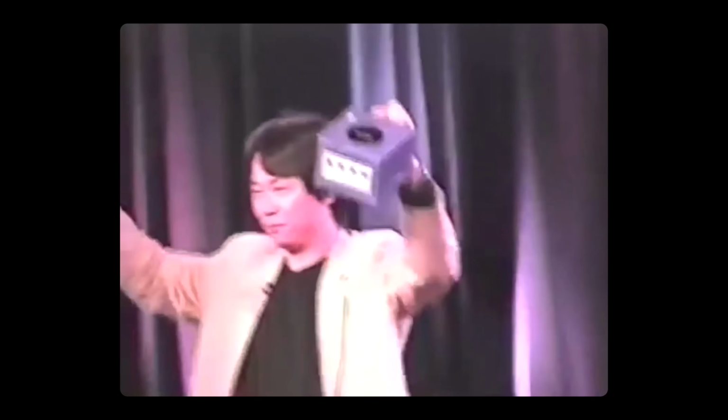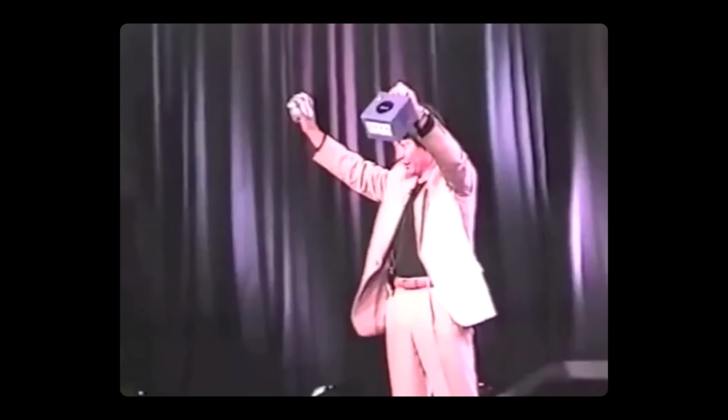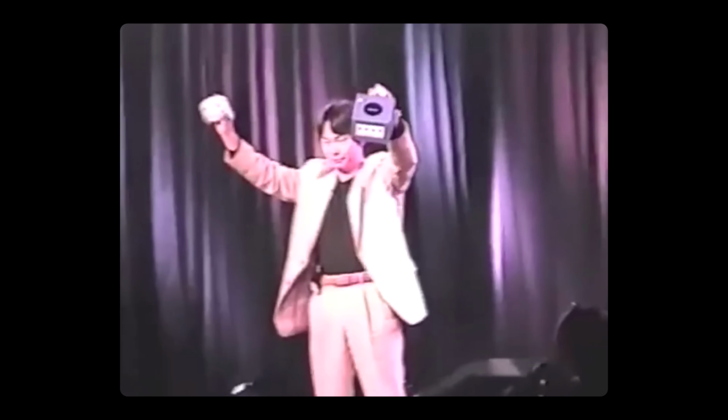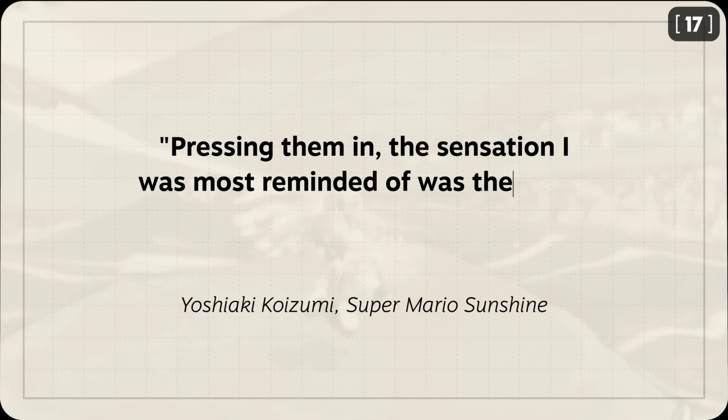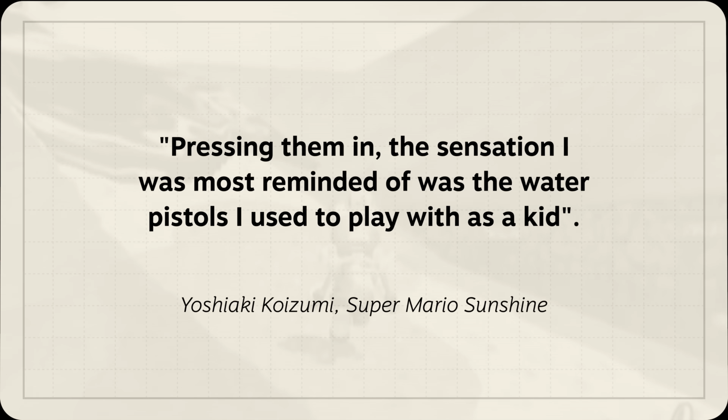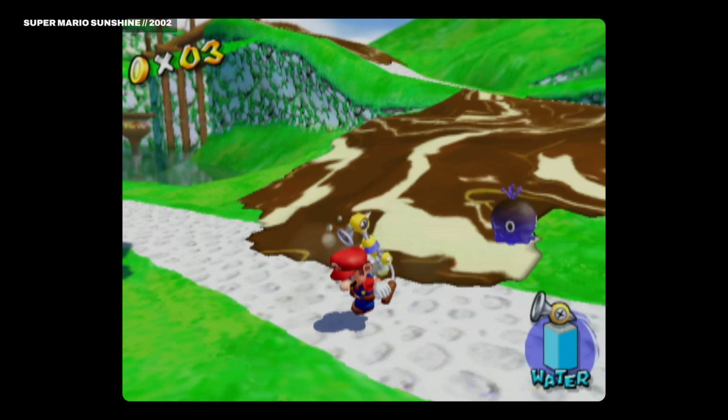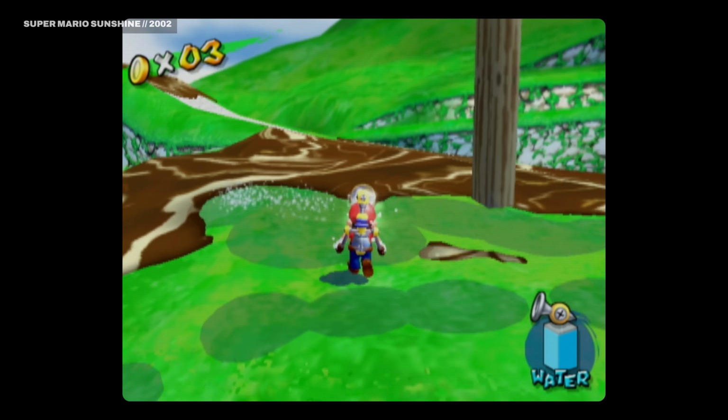And when Nintendo added those squidgy analog shoulder buttons to the GameCube controller, it immediately gave designer Yoshiaki Koizumi an idea. He said, "Pressing them in, the sensation I was most reminded of was the water pistols I used to play with as a kid," which naturally led to the creation of Super Mario Sunshine.